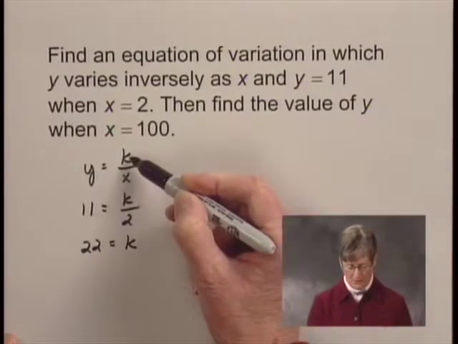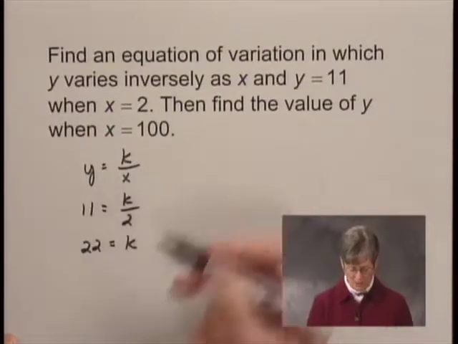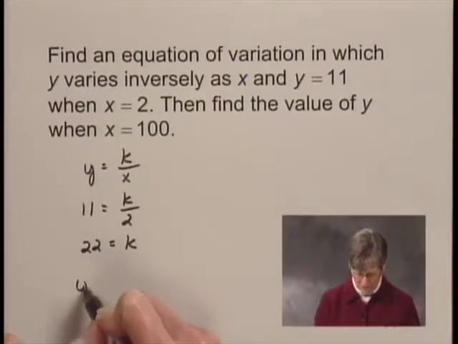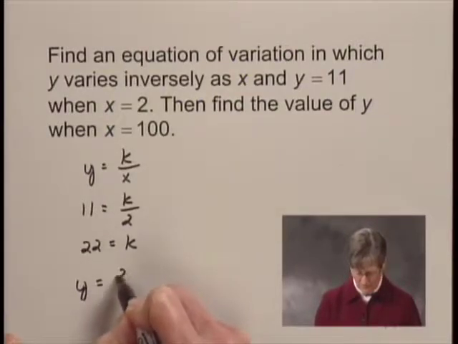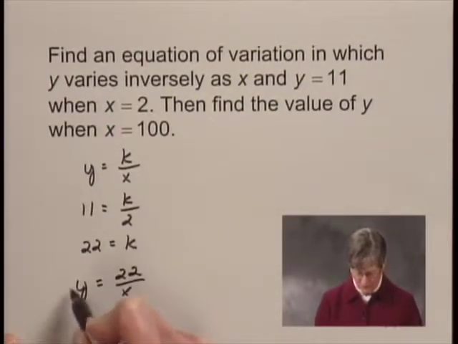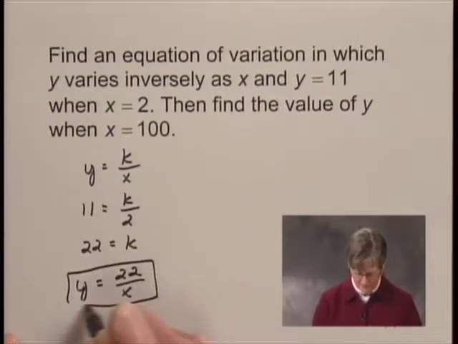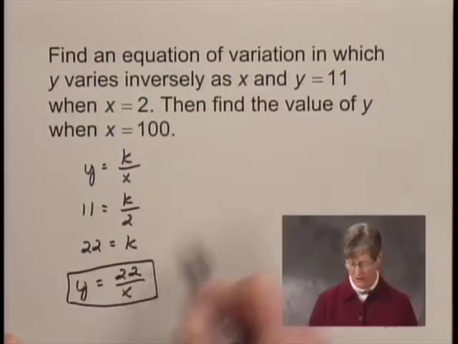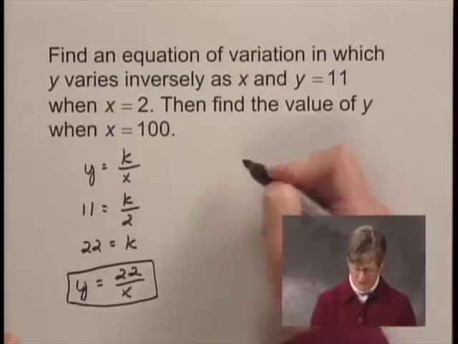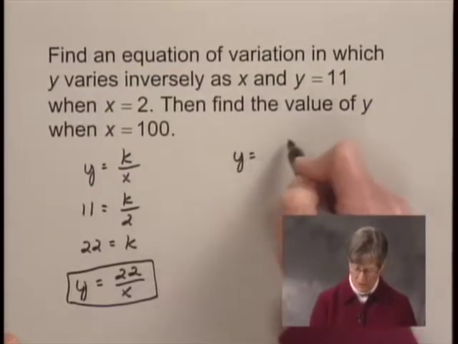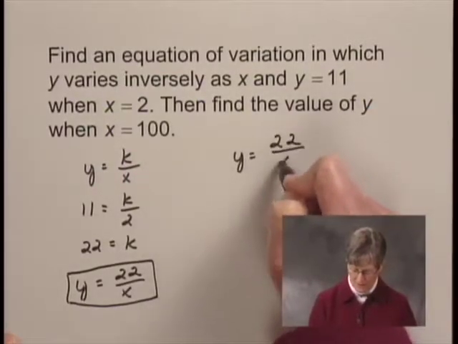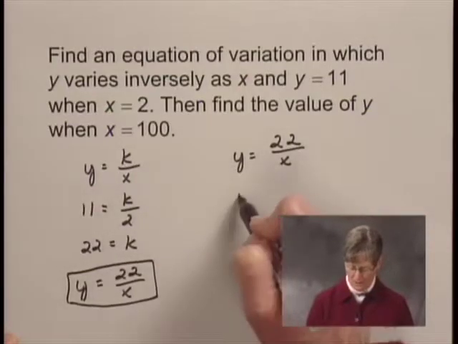And if I substitute 22 for k in this equation, I have the equation of variation that we were looking for. y equals 22 over x. Now we'll use this equation to find the value of y when x equals 100. So we're using the equation y equals 22 over x, and we'll substitute 100 for x.